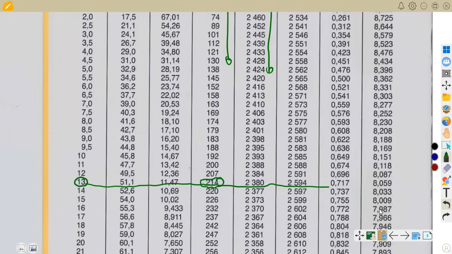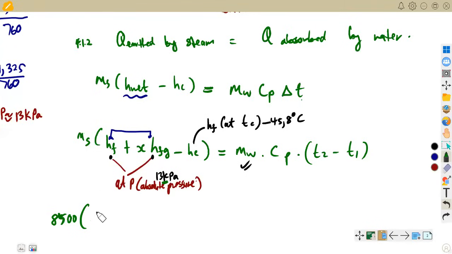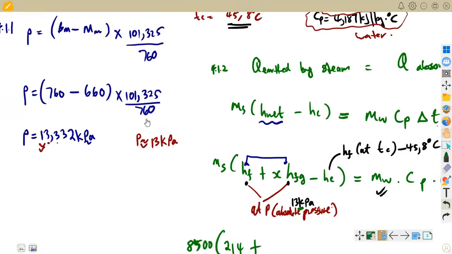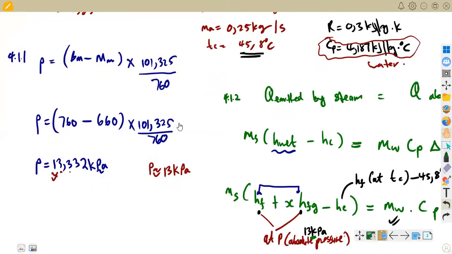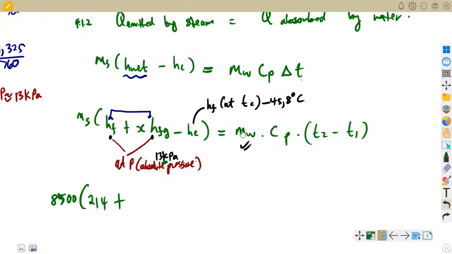Then HFG, we've got 2,380. So that's 214 for HF. So you're going to substitute here for HF, which is 214 plus X, our dryness fraction. Take note our dryness fraction here, X, is 0.85. So that's going to be the product of 0.85 times HFG, which is for evaporation.